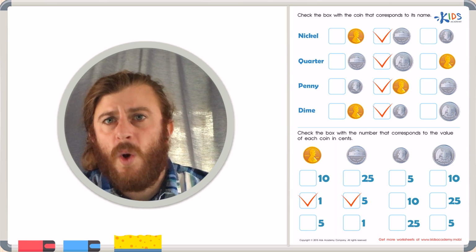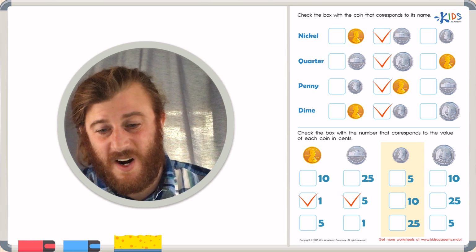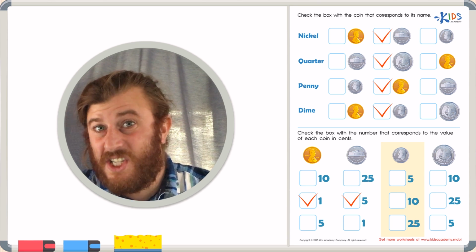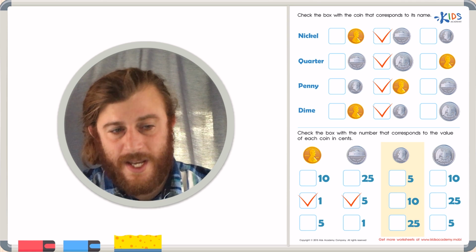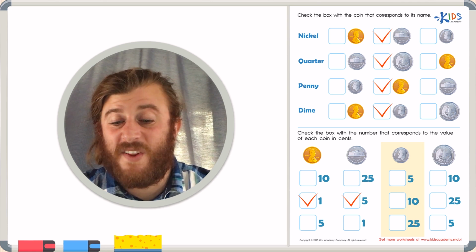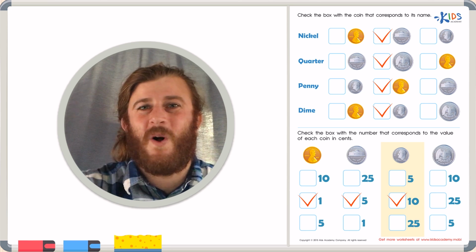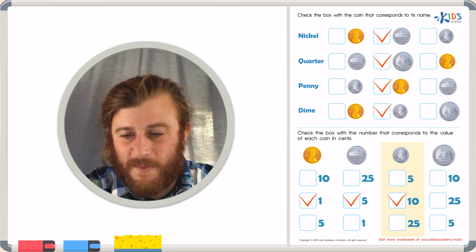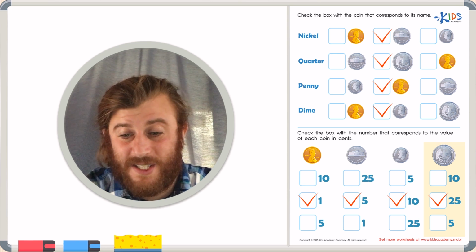Even though it is a coin with the second smallest value, it's actually bigger than our dime. And our dime, our third question, do you remember how much the dime is worth? Well, the dime is worth 10 cents. It's worth more than the nickel, even though it's smaller. And finally, we have a quarter. And a quarter is worth 25 cents.